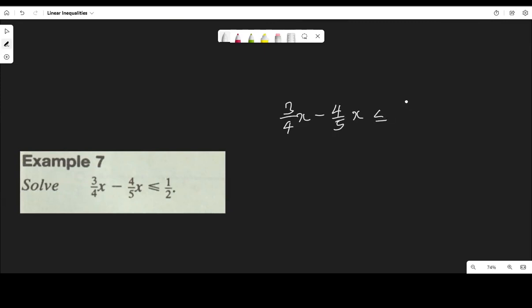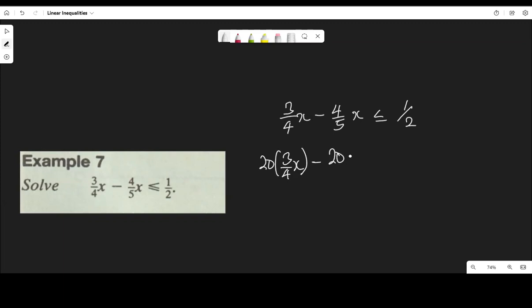So now the next question is solve 3 over 4 x minus 4 over 5 x is less than or equal to 1 over 2. To clear the fraction, I'm going to look for the LCM of 4, 5, and 2. It is a number that 4, 5, and 2 all divide. That should be 20. I'm going to multiply each term of this inequality by 20 so I can clear the fraction.